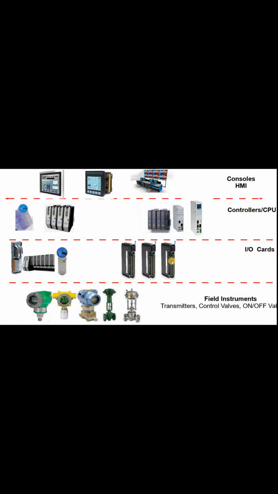The data from the I/O card is transferred to the next step, which is our controller or CPU. In DCS, we call it controller. In PLC, we call it CPU. All the information from the CPU goes to the operator through the consoles or the HMI, the human-machine interface. In the HMI on the console, the operator can see all his alarms and variables, and also enter his set points.